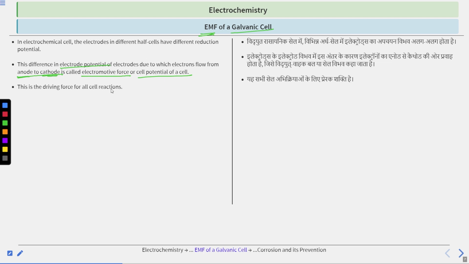This is the driving force for all the cell reactions. This is the driving force because, due to the presence of electromotive force in a cell, the movement or flow of electrons happens from one electrode to another. That's why the cell reaction is happening. So electromotive force or cell potential of a cell is the driving force for all the cell reactions.